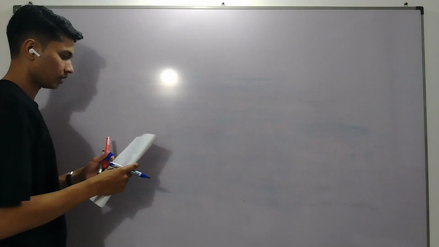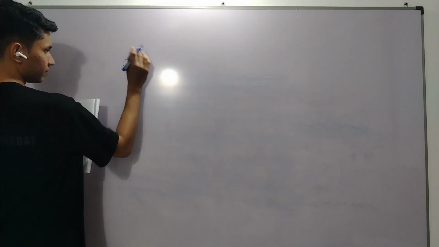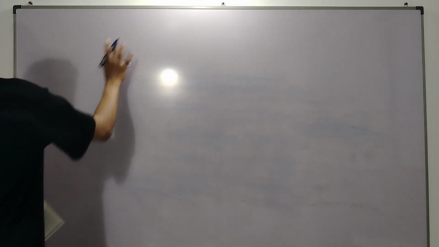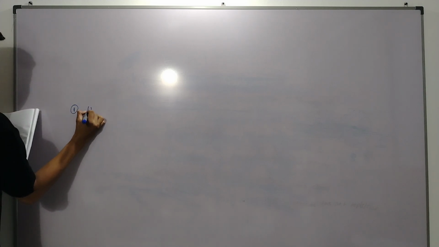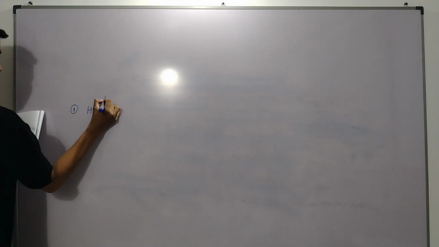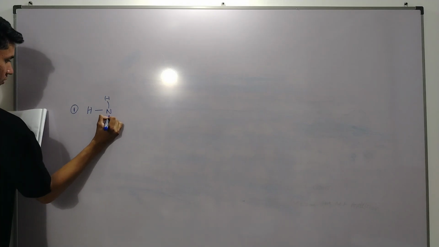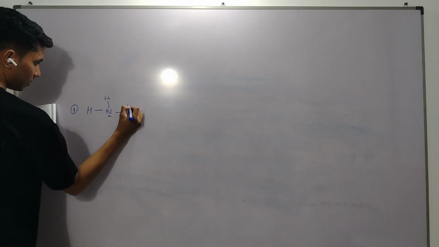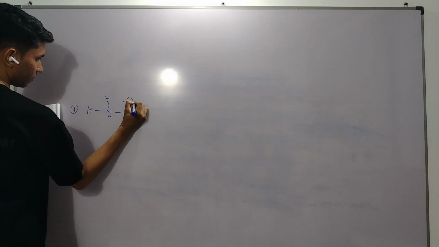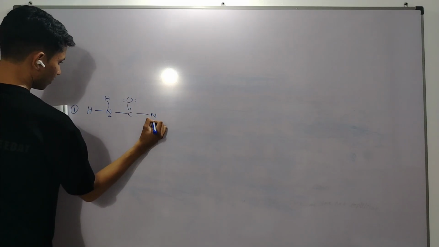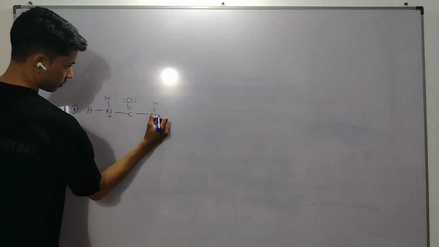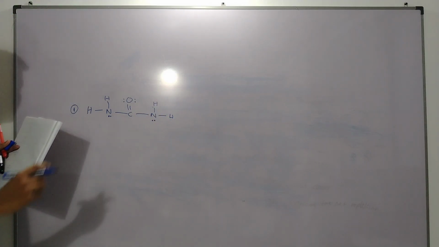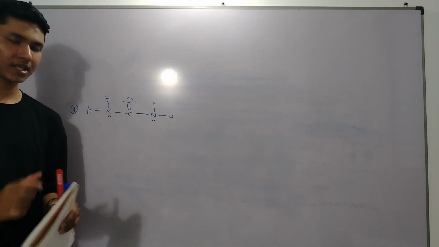Okay, now the first question. I'm not sure whether it's clear for you all, so I'll just draw it here. First question: H, N, H, C, O, N, H, H. Number of sigma bonds and number of pi bonds in this molecule.